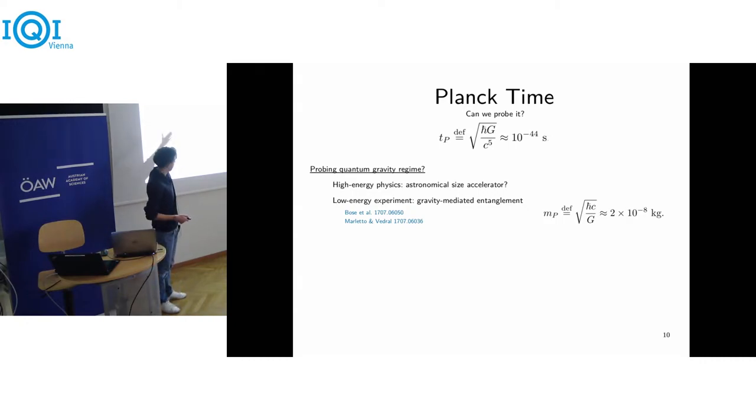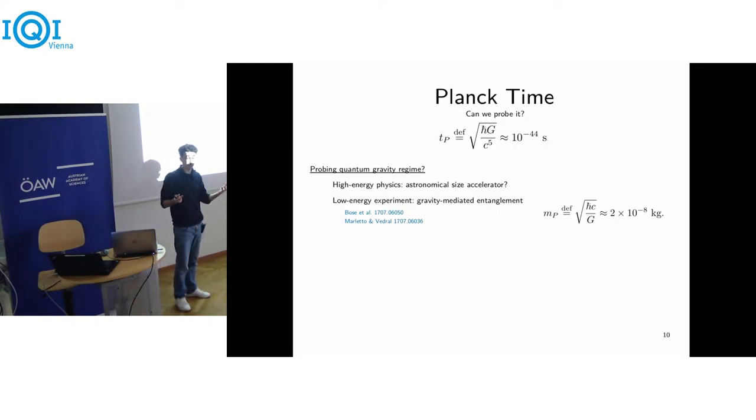And so you have these experiments which propose to test the quantum nature of the gravitational field by creating entanglement through the mediation of the gravitational field. And then you have arguments saying if you can do so, then it means that gravity is not a purely classical thing. It needs to be somehow quantum.